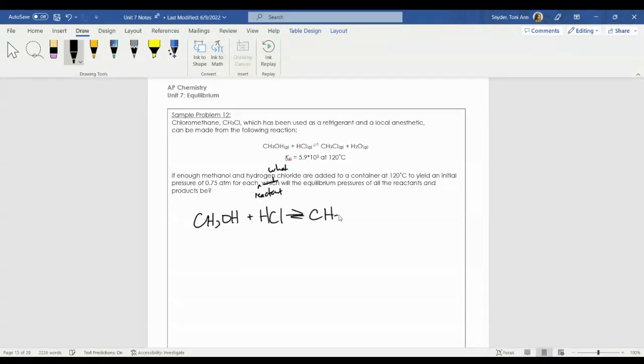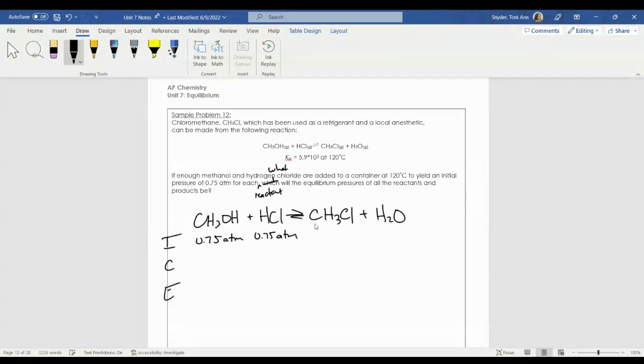See more what I'm doing. Don't try to jam stuff all into one spot. Set up an ICE chart. And I'm starting off with 0.75 atmospheres of both reactants and products.